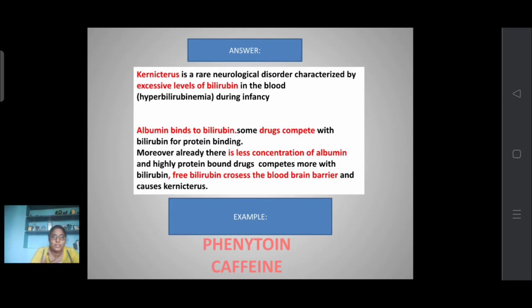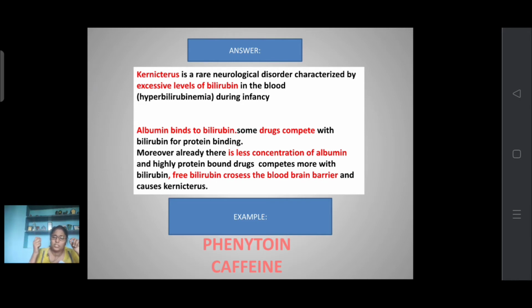So for example, if you are giving highly protein bound drugs to infants, that drug binds to albumin in a greater percentage. Bilirubin also binds to albumin at a higher rate. So when you are giving highly protein bound drugs, they compete for albumin with bilirubin. They compete, but bilirubin sometimes wins, and highly protein bound drugs sometimes lose.